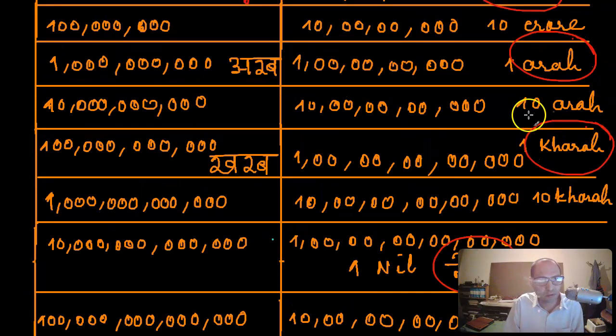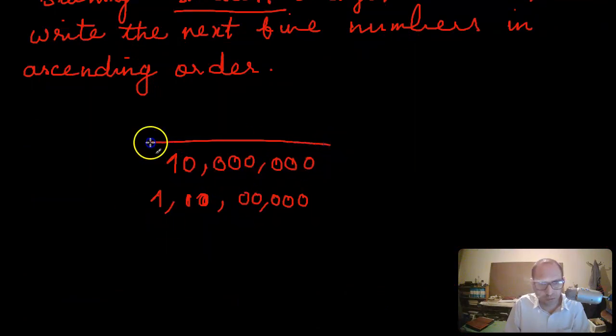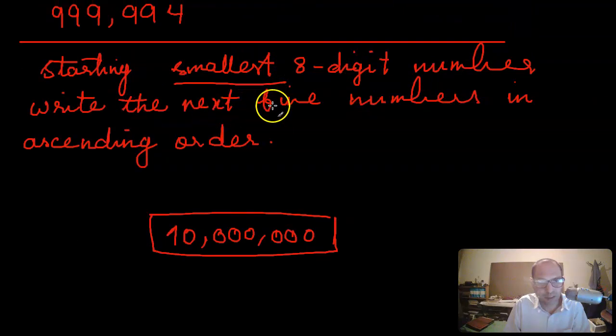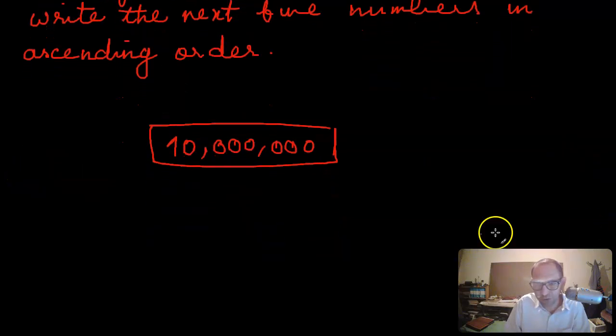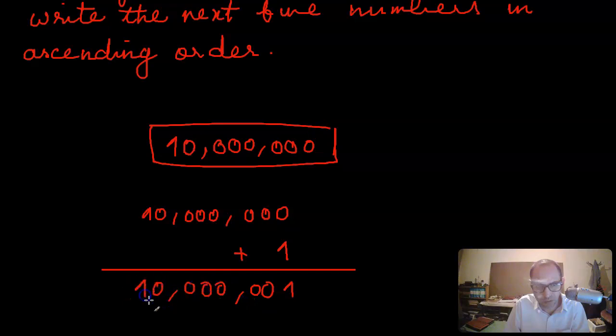As we go over here, 10 million is a crore, right? Now, we are looking for 10 million, and what you want to write is the next 5 numbers in ascending order, meaning from the smallest to the largest. So what is the number after 10 million? That would be 10 million 1, right? If you cannot think of this in your mind, to some people it might be confusing. So write your 10 million and then add a 1 to it. Of course, the 1 is supposed to come here. Then 0 plus 1 is 1, and the rest are zeros. That's 10 million 1.